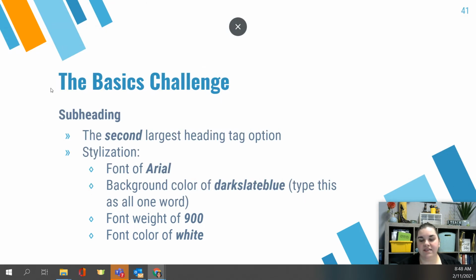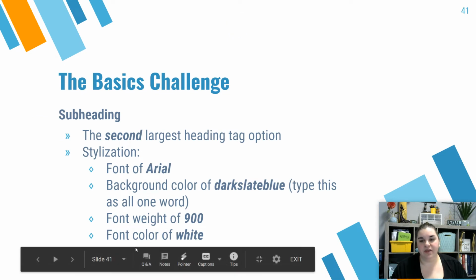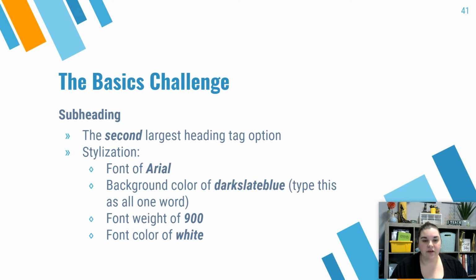The subheading is the second largest heading option. It has a font of Arial, and it's spelled that specific way, so don't spell it wrong because it won't work. It has a background color of dark slate blue, not a color of dark slate blue. It's got a font weight of 900, which essentially is just how bold it is, but it's the boldest you can go, and 900 is the boldest option. And then the color of the font is actually white, while the background color is dark slate blue.